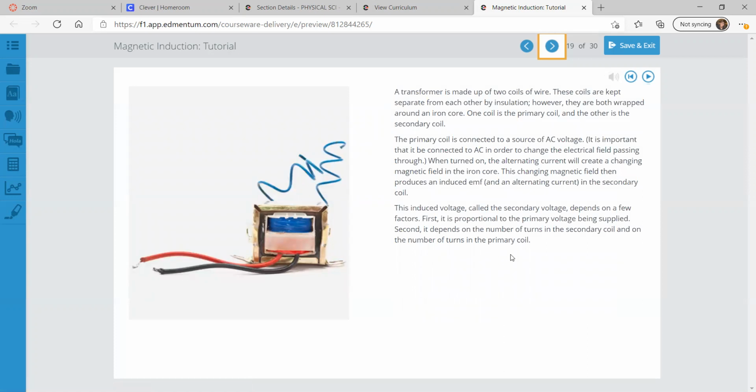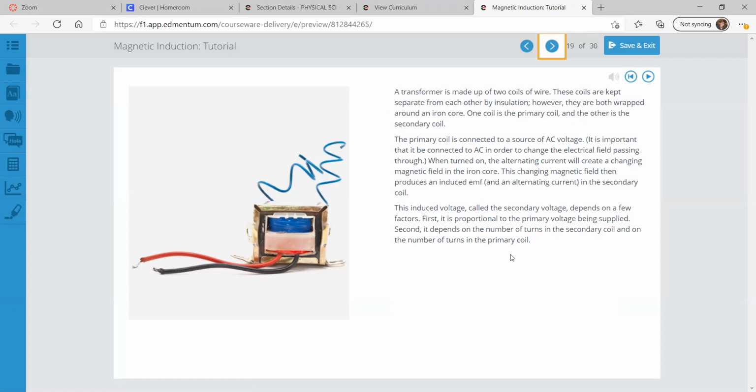A transformer is made up of two coils of wires. These coils are kept separate from each other by insulation. However, they're both wrapped around an iron core. One coil is the primary coil, the other is the secondary coil. The primary coil is connected to a source of AC voltage. It's important that it be connected to AC in order to change the electrical field passing through.